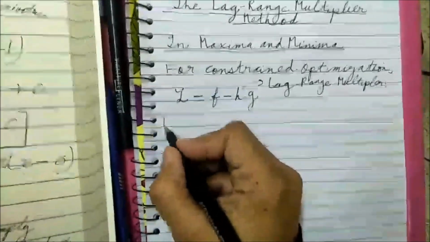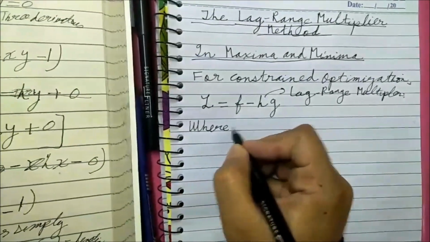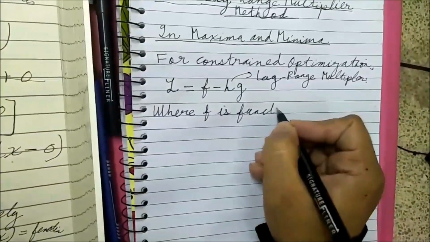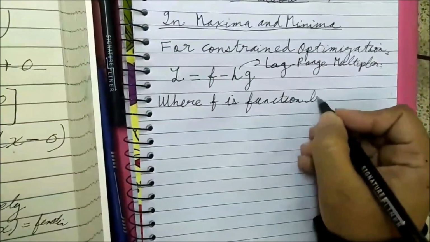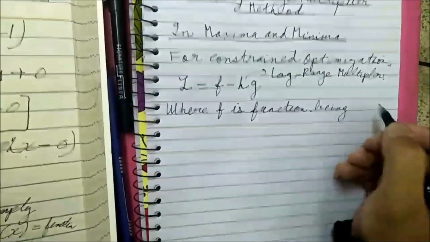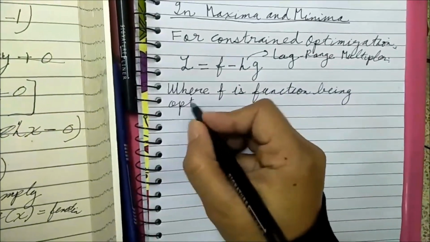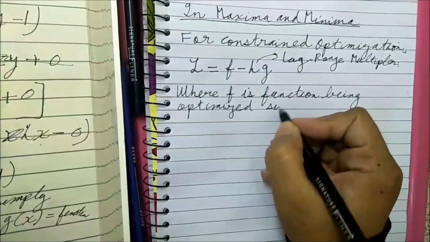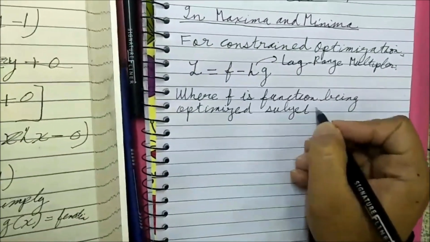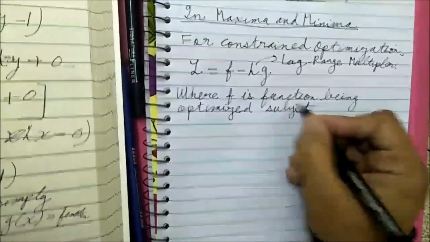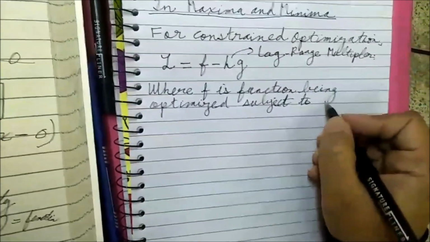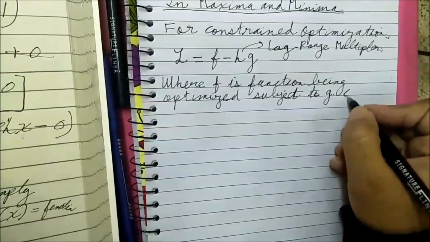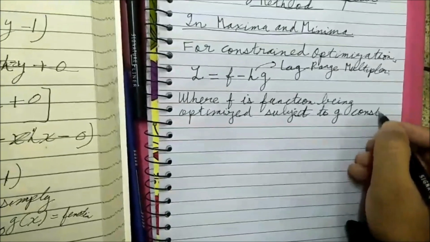whereas f is the function being optimized, subject to g, which is also a function, the constraint.